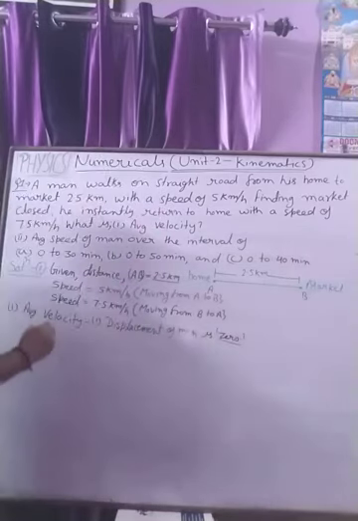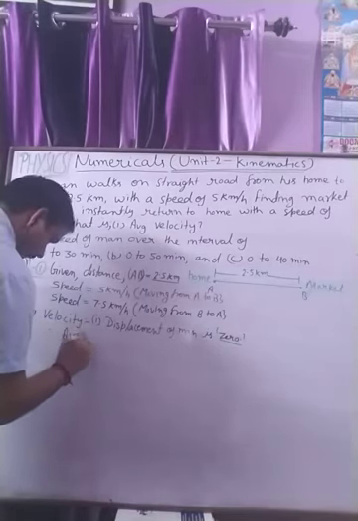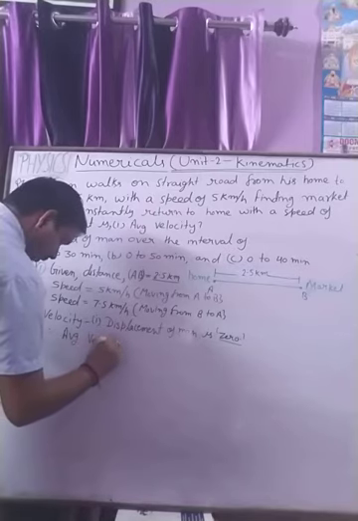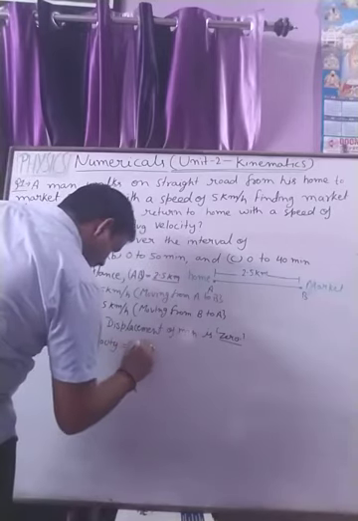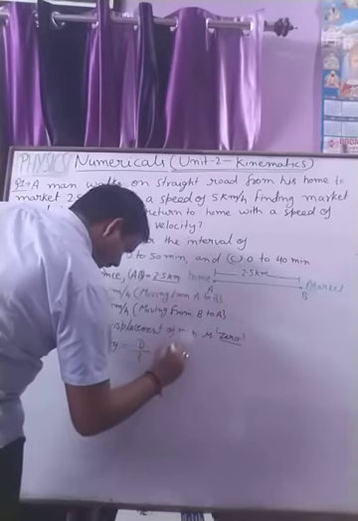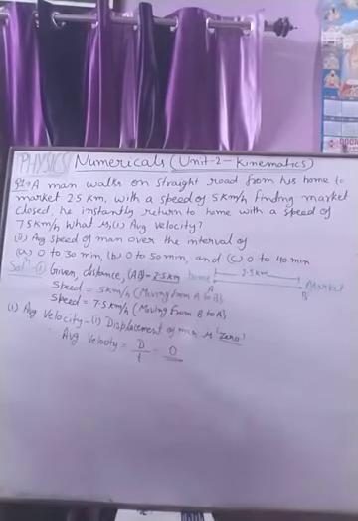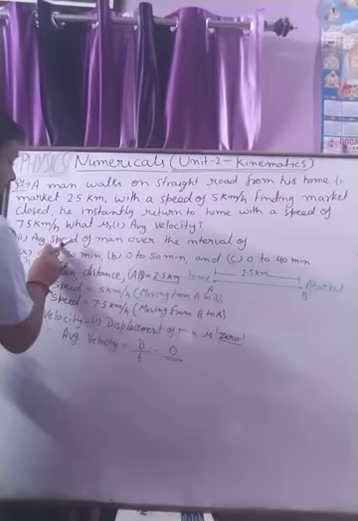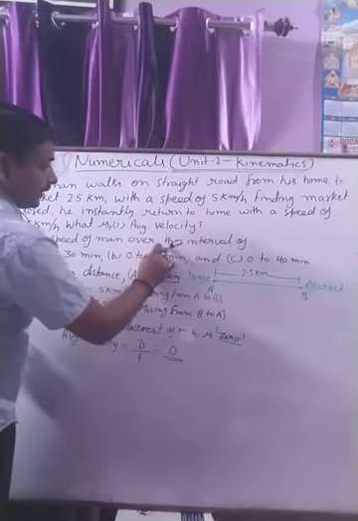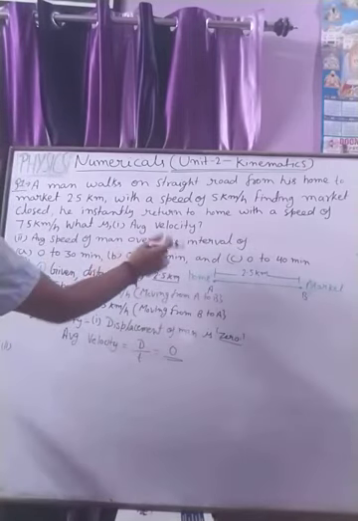Okay, therefore average velocity is displacement upon time, which is also 0. Okay, next, the second part is we need to calculate the average speed of the man in the interval of 0 to 30.